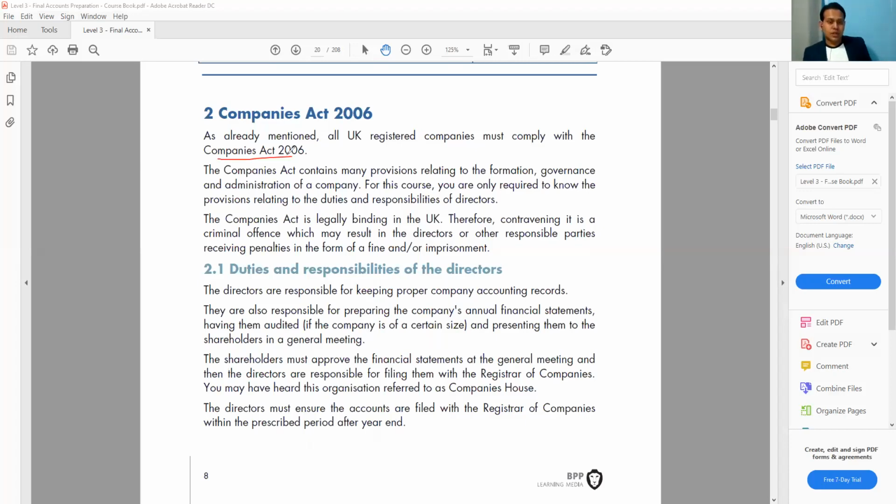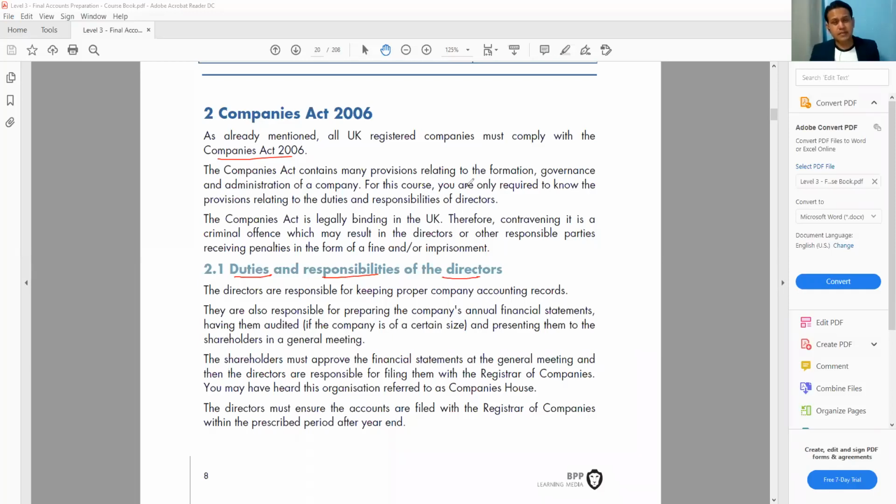Here we describe the duties and responsibilities of the directors. Now, who are the directors? Directors are the people who actually run the business, who direct the business. For example, if someone runs a bus and I ask who is the director of the bus, we would say the driver is the director of the bus, not the owner of the bus.